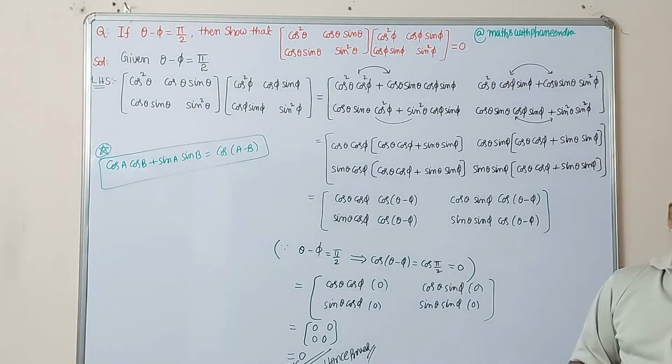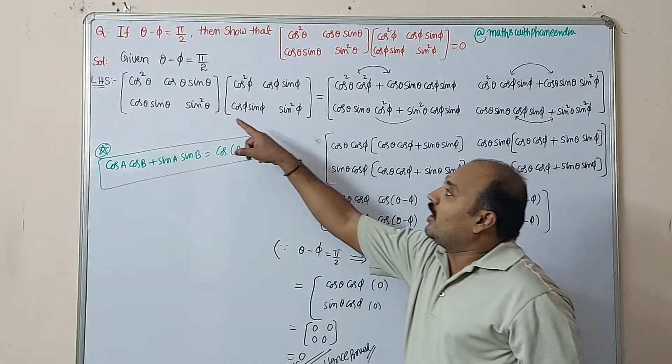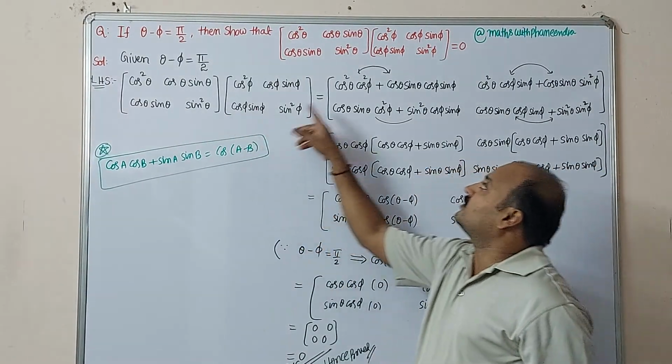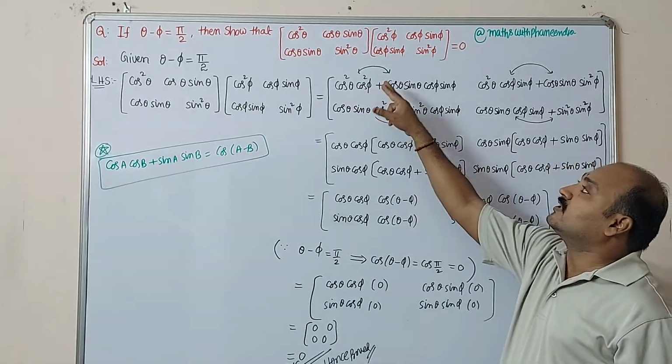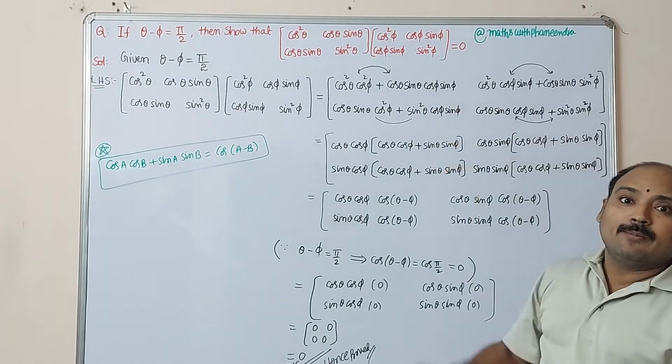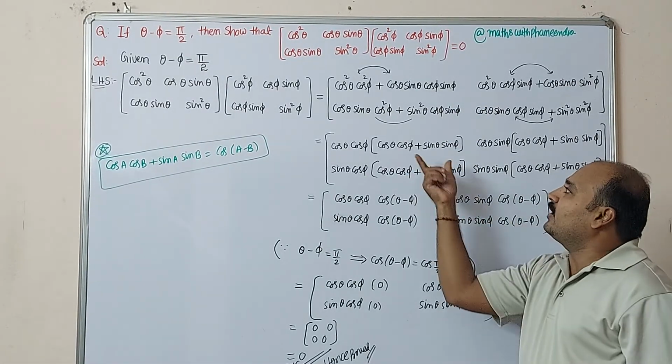I hope you understand that. Dear students, one more request from my side. While multiplying these two matrices, be aware. Why? Because sometimes we may miss writing the squares and powers. Be careful while writing. And one logic is there.